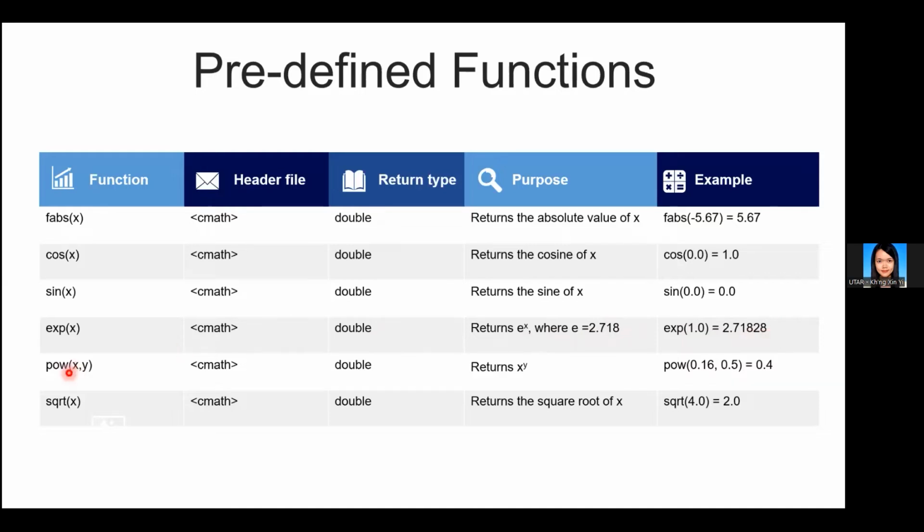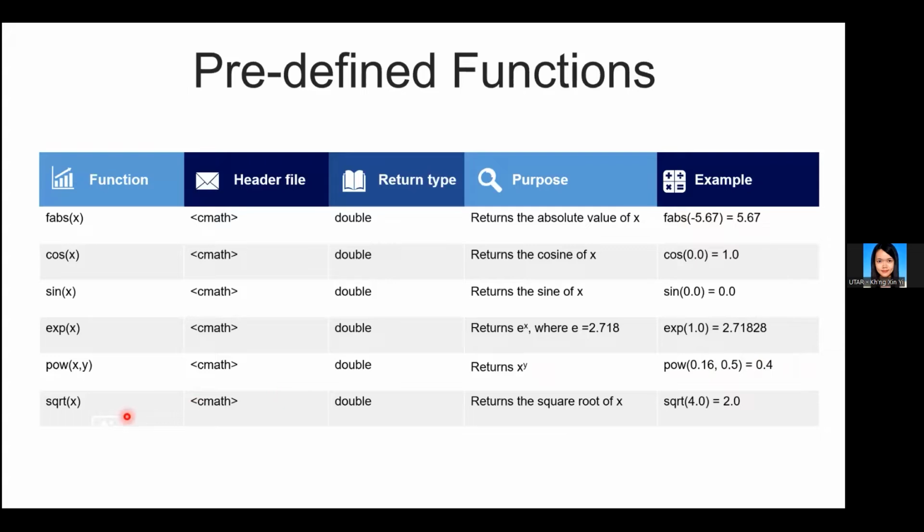And then we move on to the power function. Power function means x power y, right? So it will return this x power y here. Of course, you have to include these two arguments so that it can return x to the power of y. For example, if my x equals 0.16 and my y equals 0.5, then we have 0.16 power 0.5. Actually, this is something like the square root of 0.16, right? So it will return the answer of 0.4.